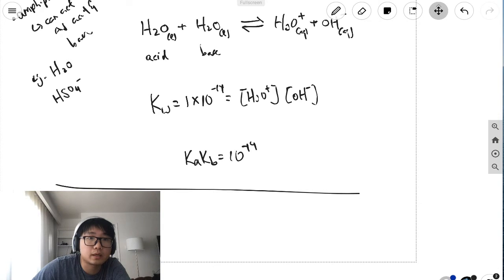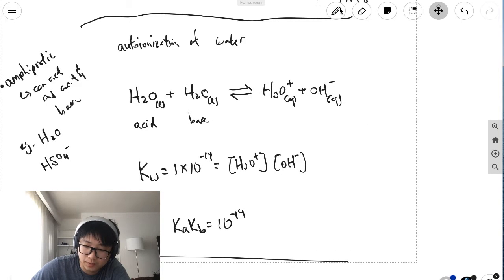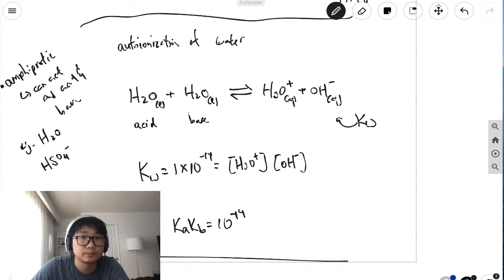Yep, so if you go down, it says because water dissociates, it has an ion product. We call that self-dissociation. We call that specific equation Kw. So Kw is only when water is reacting with water. And it has a constant value of 1 times 10 to the negative 14, and that's specific to STP.